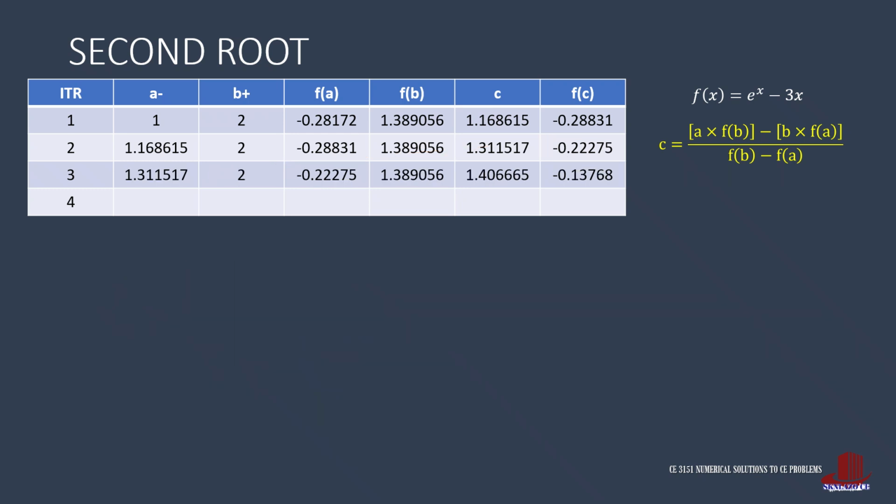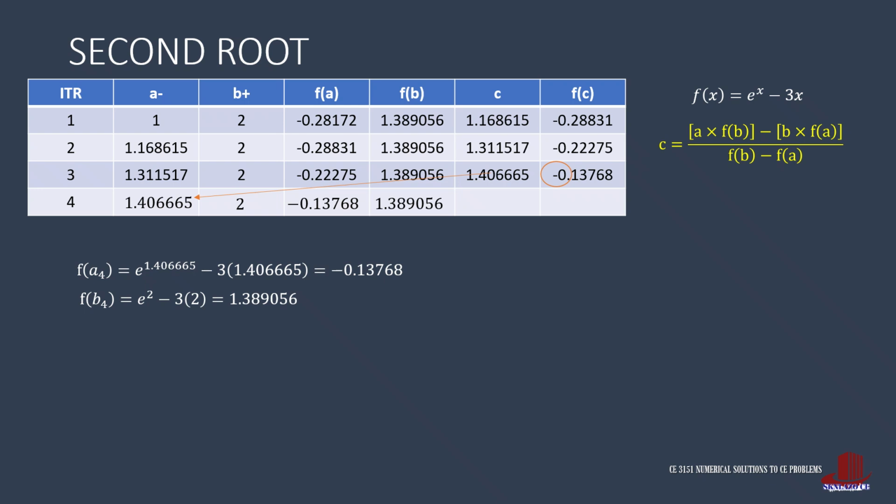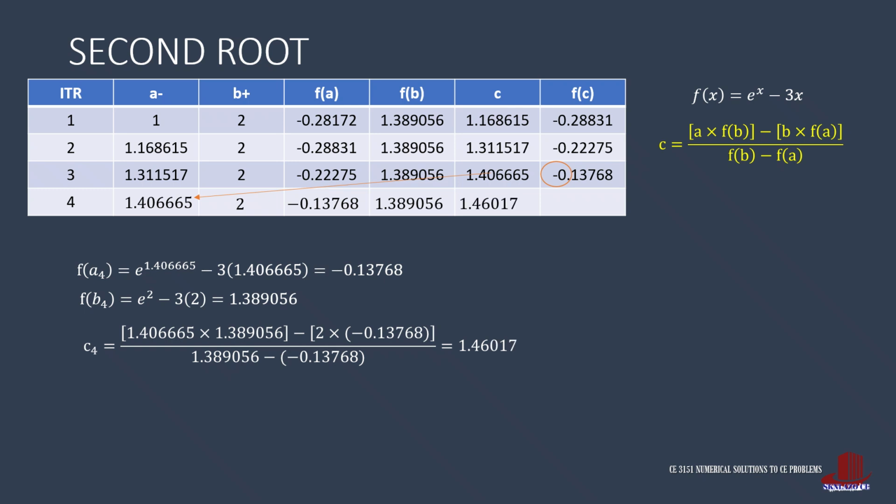Continue with the fourth iteration. The sign of FC is still negative, so C replaces A, and B is still 2. F of A is then negative 0.13768, while FB stays at 1.389056. C is computed as 1.46017, while f of C becomes negative 0.07382, already the first decimal zero.